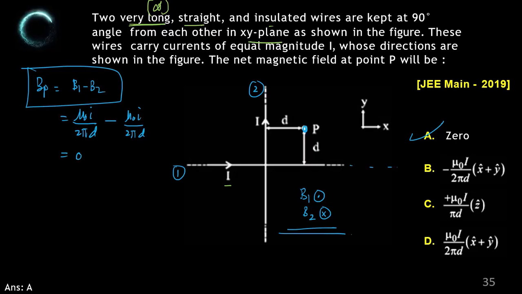Okay. Since both are infinite wires, at point P I am using the same expression of magnetic field for both the wires. And since both wires are carrying the same current, I and I, that means they will cancel each other. So there will be no net magnetic field at point P.